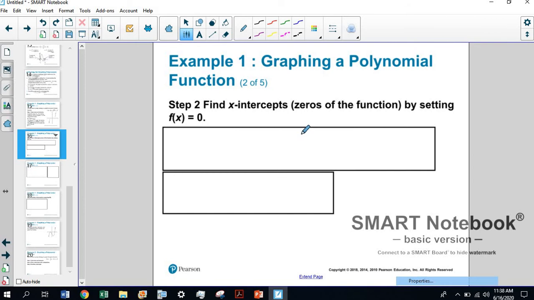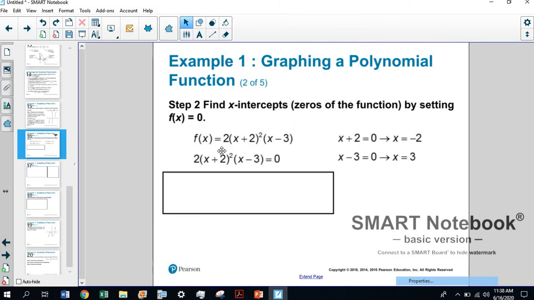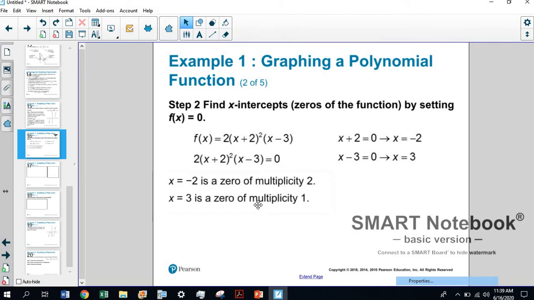How do you get the x-intercepts? You set f of x equal to 0. All right, what does that look like? Well, our function is 2 times (x plus 2) squared times (x minus 3). It's already been factored for you, so you get x plus 2 equal to 0 and x minus 3 equal to 0. So we have intercepts of -2 and +3. So now we need to find the multiplicities. The multiplicities come from the powers of the factors that give you the 0. So x equal -2 has a power of 2, multiplicity of 2. X equal 3 has a power of 1, multiplicity of 1.